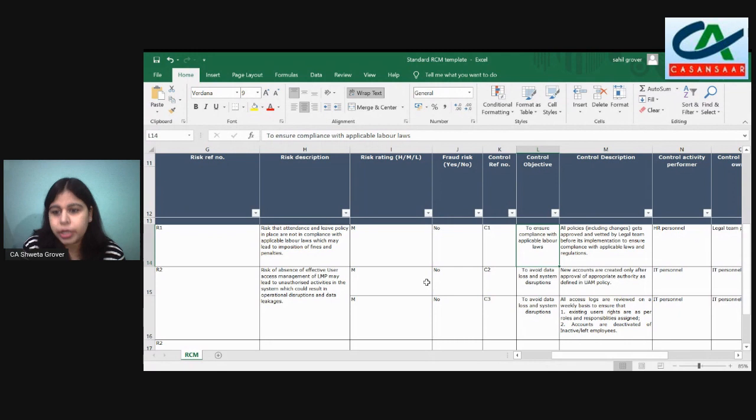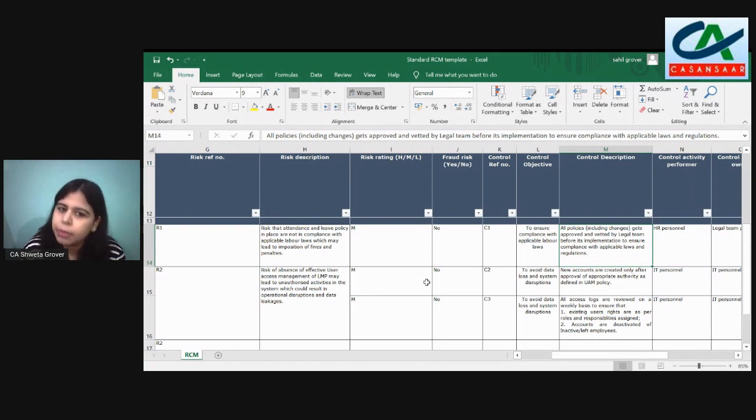Now the control description: what exactly is the control in place to mitigate or reduce that risk. In this particular company XYZ, which we have taken as an example, all policies, including any changes in those policies, get approved and vetted by the legal team before implementation, to ensure compliance with labor laws, applicable laws and regulations. So this is the control with respect to that particular risk.